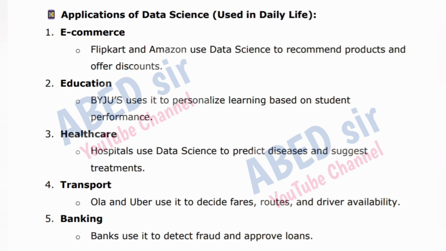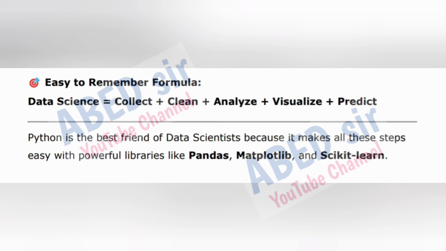3. Healthcare. Hospitals use data science to predict diseases and suggest treatments. 4. Transport. Ola and Uber use it to decide fares, routes, and driver availability. 5. Banking. Banks use it to detect fraud and approve loans. Easy to remember formula: data science is equal to collect plus clean plus analyze plus visualize plus predict.